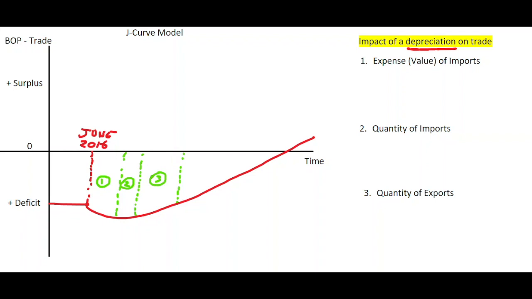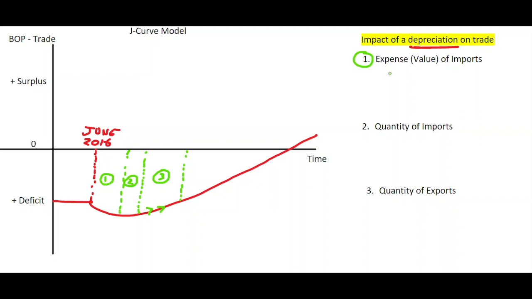Okay, so after the depreciation we have phase 1, and we're going to look at why that's the case. Why is it that post the depreciation of the British pound the balance of payments deteriorated, in that imports were greater than exports and they grew in that case? Well, there are 3 reasons why this is the case. The first reason is that the expense of imports actually increases following a depreciation.